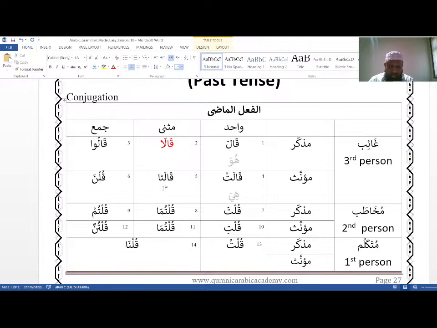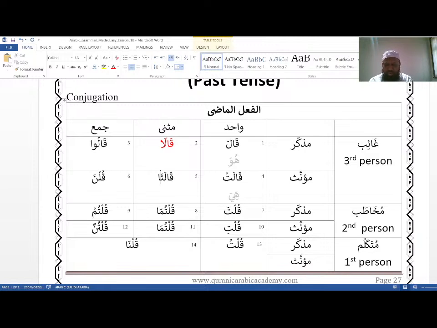I missed the fatha over here, even though we know the rule. There's alif there, alif demands fatha before it. Even if I don't have fatha, still I'll pronounce it. قالتا, قلنا. قلت, قلتما, قلتم, قلتِ, قلتما, قلتن, قلت, قلنا. Okay, I hope you understood.